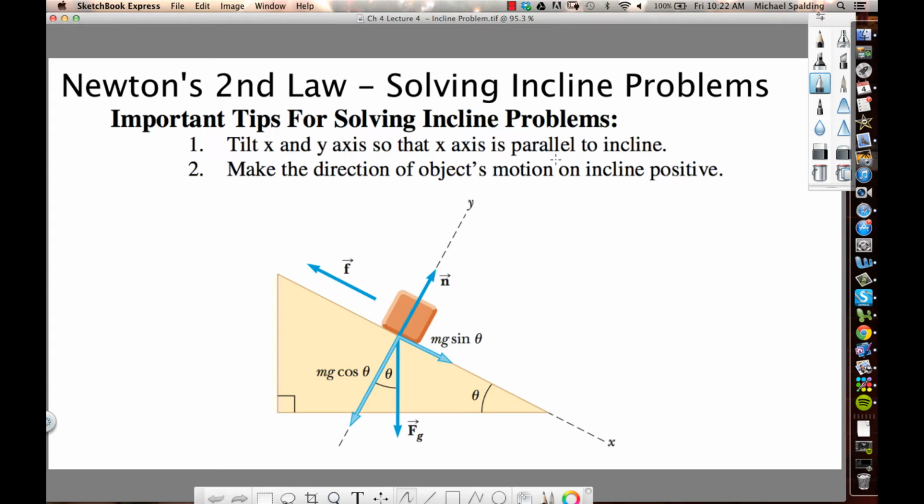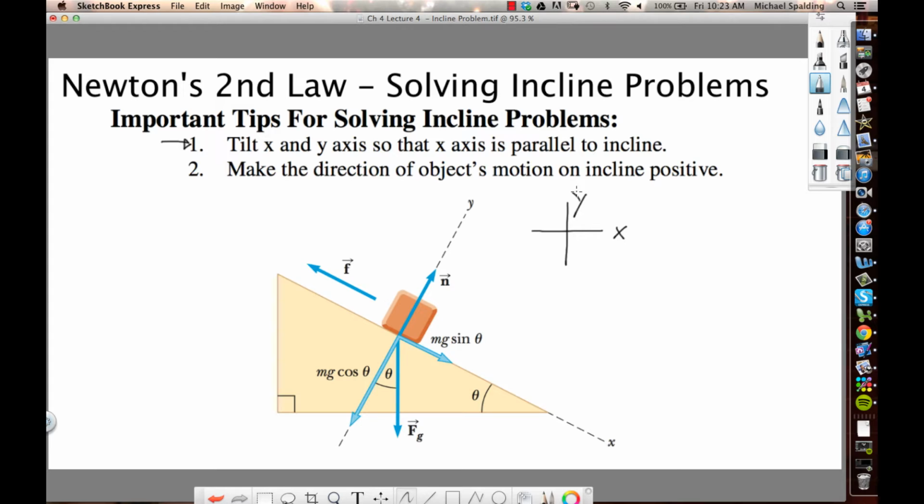Now, there's one key thing. Well, here on my list I have 2 key things, but the most important one is number 1 right here. When you're doing an incline problem, you want to tilt the XY axis. See, normally the XY axis is like this. There's the X axis, boom, there's the Y axis.